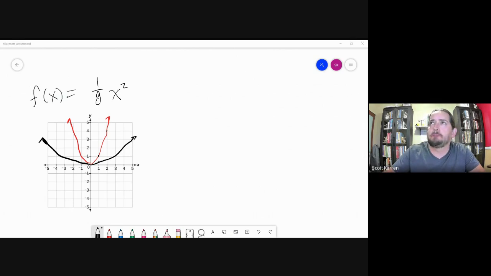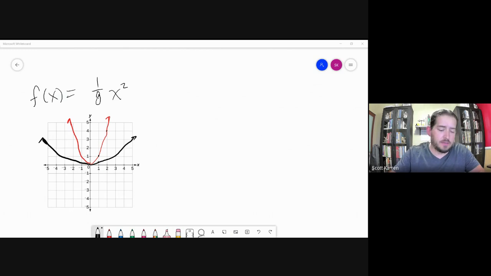All right. That is vertical stretching and compressing, or shrinking. They also call it shrinking. I like to say it as compressing because that's how I view it.